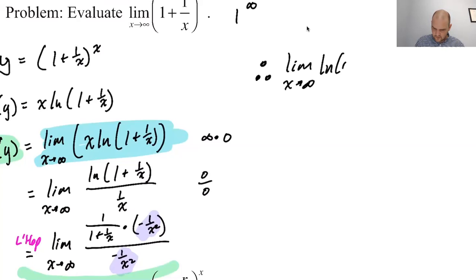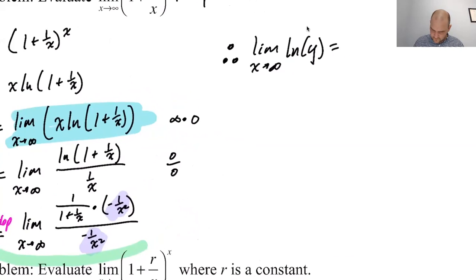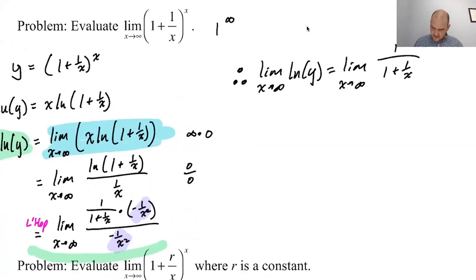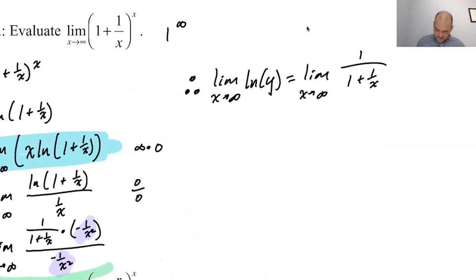Natural log of y equals the limit as x approaches infinity of just 1 over 1 plus 1 over x. Okay, so if that happens, then I'm going to do the natural log is continuous. I can move the limit inside type of thing. And then I'll actually take this limit, right? So if x goes to infinity, this is 1 over 1 plus 0, so just 1.